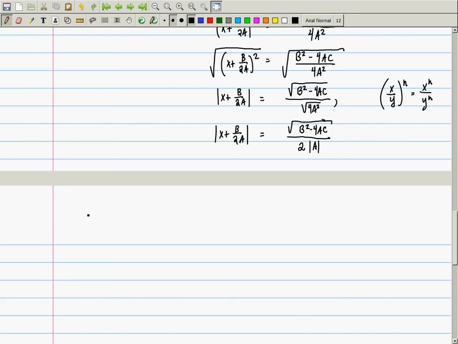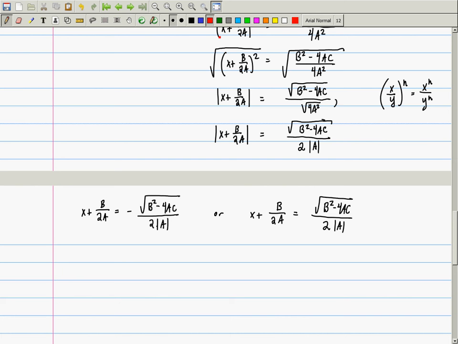So then, if I remove absolute value on the left-hand side, then x plus b over 2a is equal to negative the square root of b squared minus 4ac over 2 absolute value a, or x plus b over 2a is equal to the square root of b squared minus 4ac over 2 the absolute value of a. So those are the two possibilities, removing the absolute value on the left-hand side. Right, so then in a sense, it became that one or this one. Okay, now each one of these in turn has two possibilities from the removal of the absolute value.